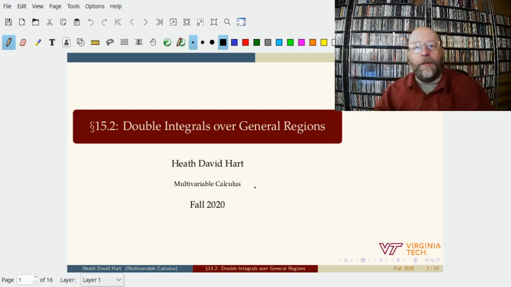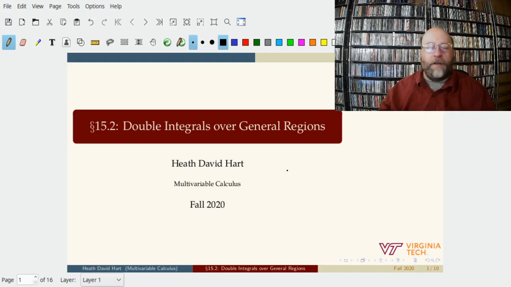We're starting section 15.2, which is a section on double integrals over general regions. When I talk about a general region, what I mean is where the base of the shape is no longer a rectangle. And so when we are looking at the boundaries of our integrals, they're not going to be simple constants.